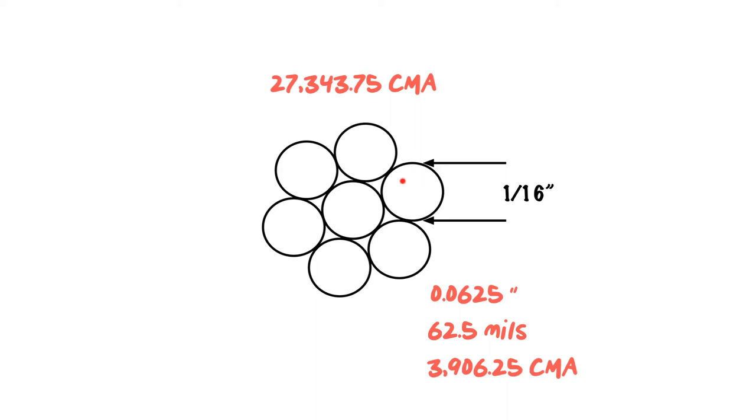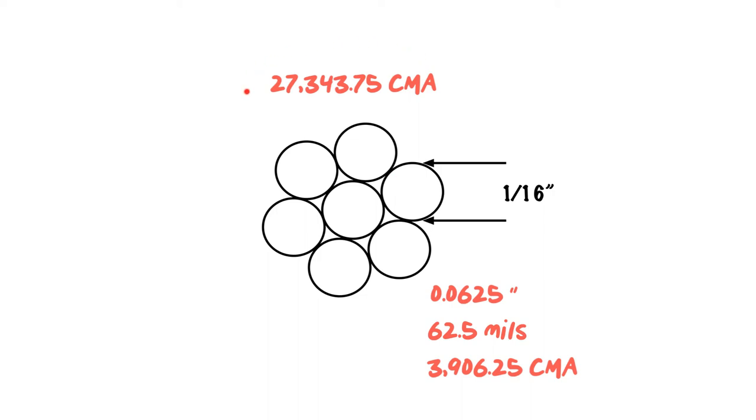Make sure you do it in this order. You work out the CMA of each strand, then multiply it by the strands. Don't do it the other way, where you would figure out the mils of each one, then multiply the mils by the 7, then try to figure out your CMA. You'll get a wrong answer. Figure out the CMA of each strand, multiply it by the number of strands.